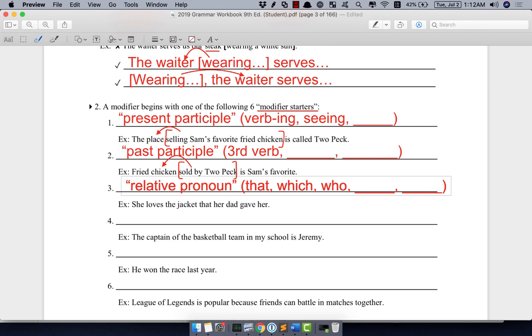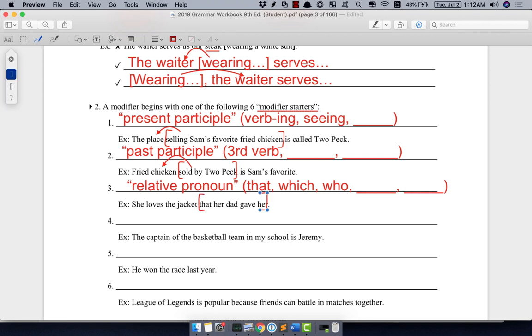Now in this sentence, she loves the jacket that her dad gave her. Where is the relative pronoun, one of these words? And just a freebie point, the word that here, I wrote it here for you. So she loves the jacket that her dad gave her. The word that here is a modifier starter. So you have a bracket that starts from the word that. And that what? That her dad gave her is a whole phrase. So that her dad gave her, bracket the whole thing.